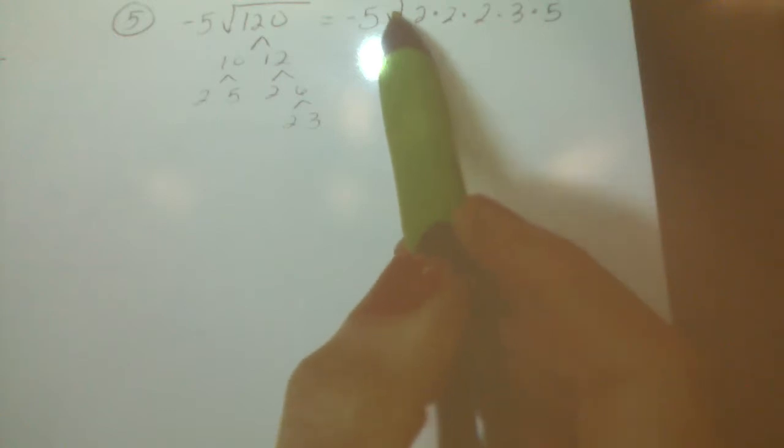The root is a 2. So if there's no number there, remember it's a 2. So I'm trying to find 2 of the same, which is right here. So I'm going to bring down this -5, and I'm going to multiply it to the 2 that I'm taking out. And then what do I have left? 2 times 3 is 6 times 5, 30. So it's -10 the square root of 30.